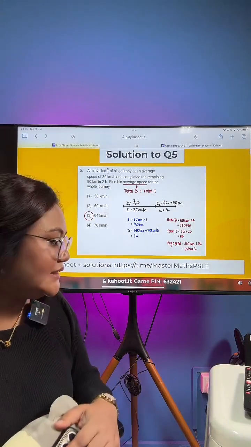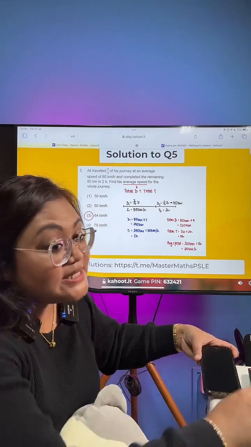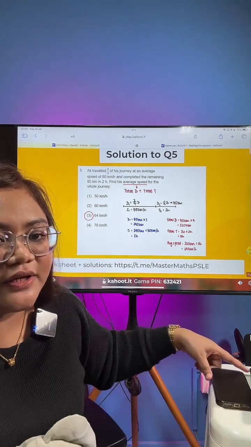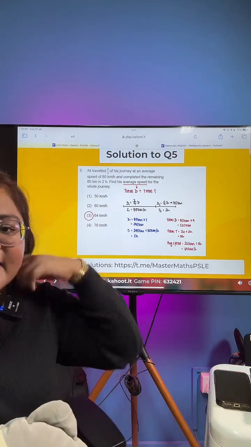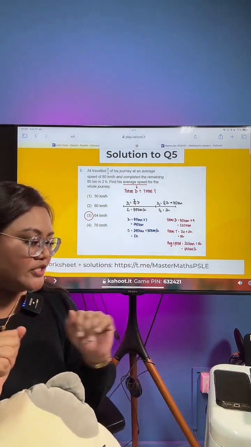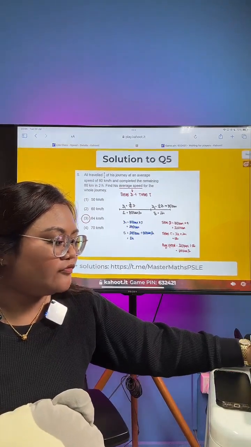Okay? This is a PSLE standard question. Okay, for those of you asking. Alright, any questions so far? If you got no questions, I am going to move on already.